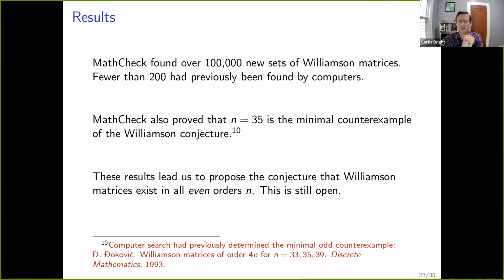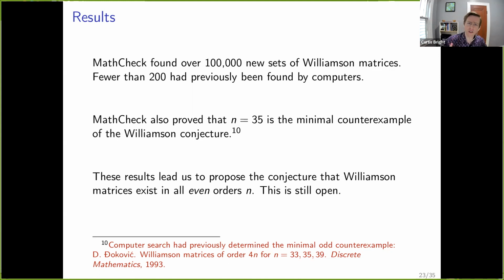And so we found a huge number of new Williamson matrices. In the end, it was over 100,000, which totally surprised us because fewer than 200 had been found by computers. But essentially, it was because of that recursive construction, right? If you have small Williamson matrices, you can combine them together, get larger ones, and then this snowballs. So it turns out if you're searching these orders, which are large powers of 2, you're getting a huge number of Williamson matrices that you don't see if you're just searching the smaller orders.